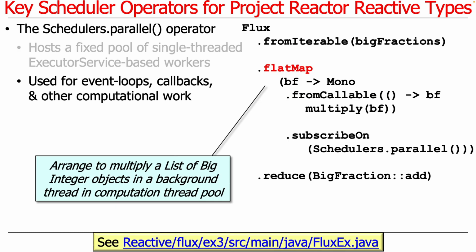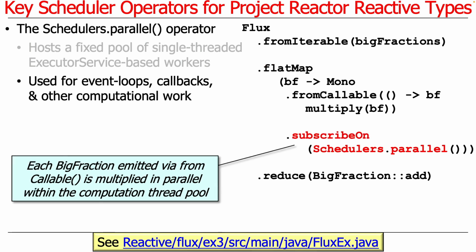We typically use this type of processing for event loops, callbacks, and other types of computationally oriented work. This is what we looked at earlier, where we're going to take this list of big fractions, turn it into a flux, and then multiply everything in that flux stream by some value. And you can do this in different ways. So this will run everything in the background, and it'll subscribe to run on the scheduler's parallel thread pool, because it's computationally intensive. Multiplying values are computational tasks, not I/O-bound tasks.